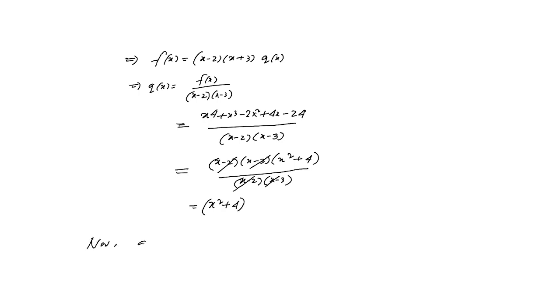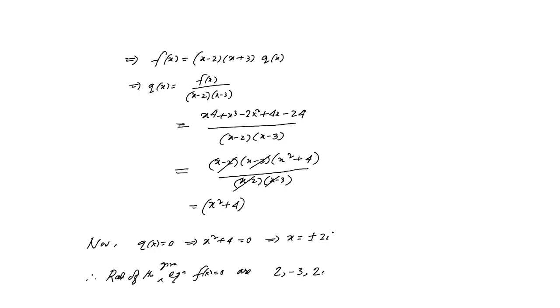Now q(x) equals 0 gives us x square plus 4 equals 0, and that gives us x equals plus minus 2i. These are the other two roots. Therefore, the roots of the given equation f(x) equals 0 are 2, minus 3, 2i and minus 2i. So these are the four roots. The solution is done. Now we'll move to the exercise.